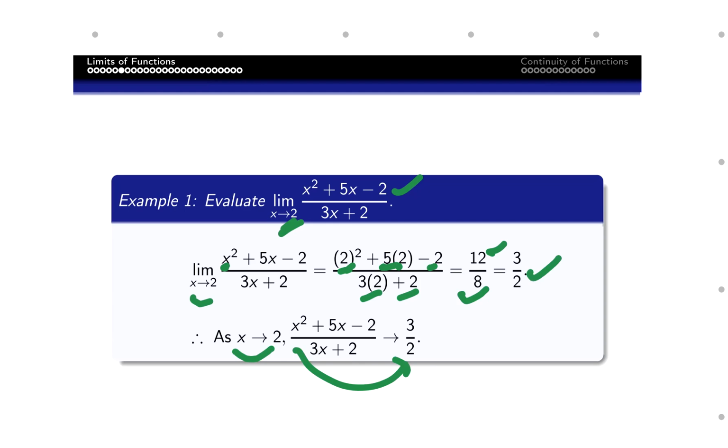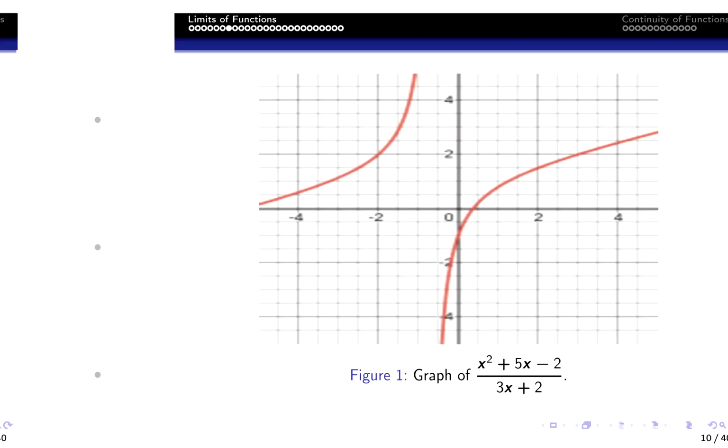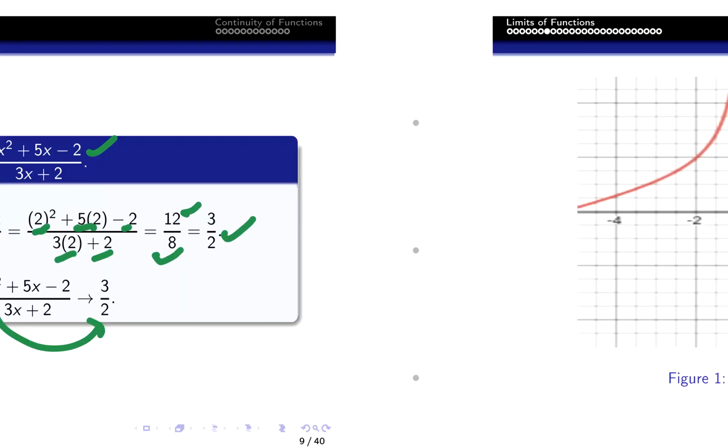It's just like that blood sugar thing. As blood sugar is approaching 6.5%, then the body is approaching diabetes. Not like it's there. So the closer you get to that value, the closer the function also gets to its own limit. Okay, so this is a very good example. Now you see that the limit of this thing is actually 3 over 2.